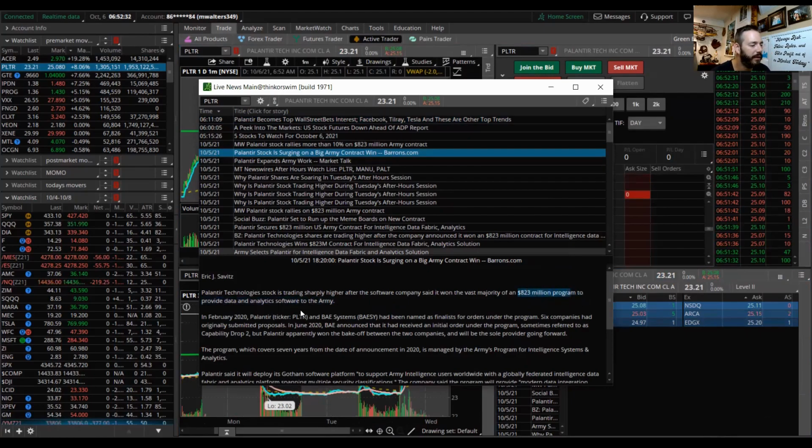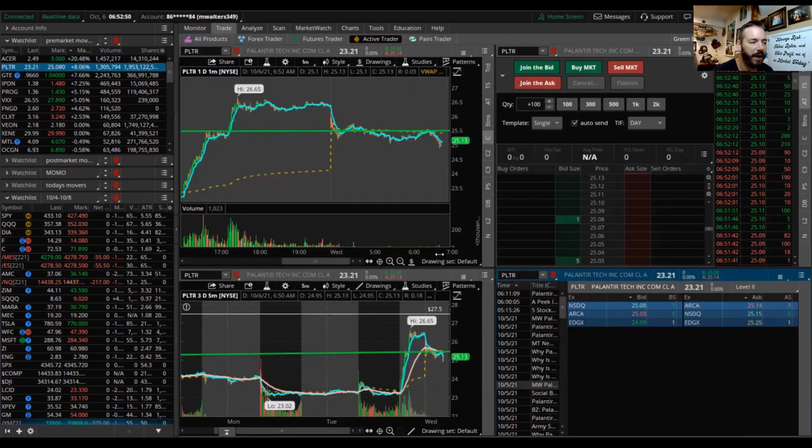$823 million to provide data and analytics software to the Army. That is a monster contract, and they beat out another company for it. So they are going to be the sole provider going forward. That is massive. Palantir has been signing so many contracts.